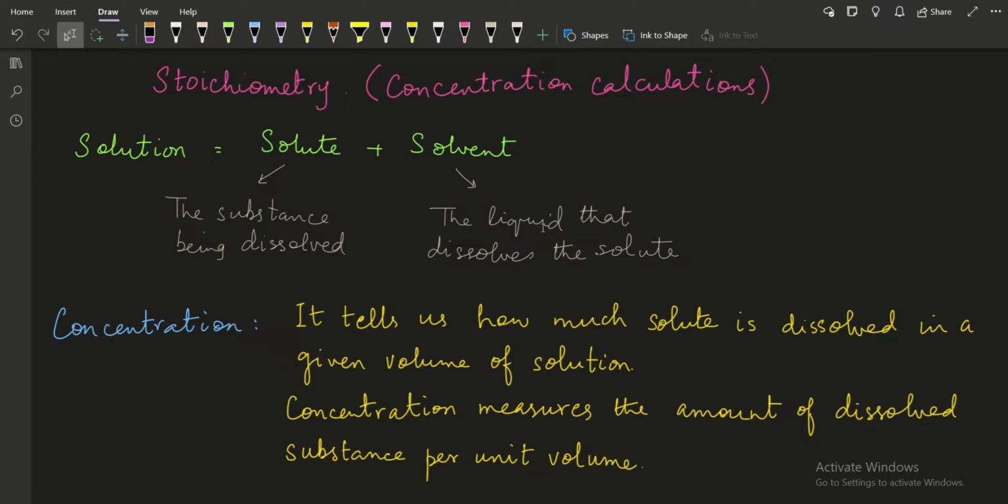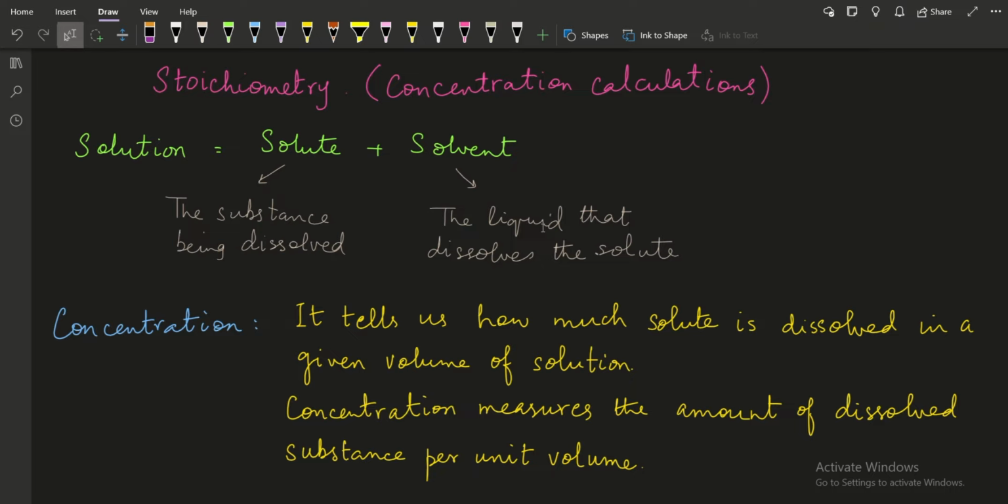We know that a solution has two components, a solute and a solvent. Solute is a substance being dissolved. For example, salt is the solute in salt solution, and solvent is the liquid that dissolves the solute. For example, water is the solvent in salt solution. Concentration tells us how much solute is dissolved in a given volume of a solution.